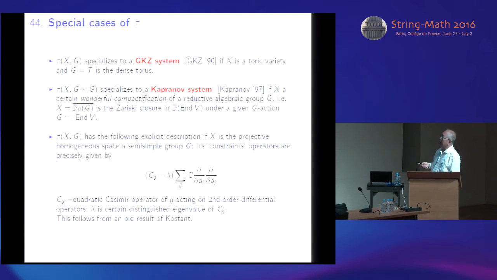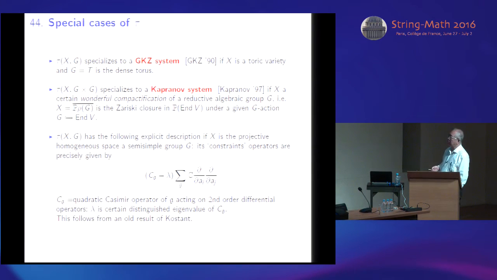And this system, which we call the tautological system, specializes to the previous GKZ system in case G is a torus, and specializes to Kapranov's system, who introduced in 1997 something called the wonderful compactification of a reductive algebraic group. So they specialize to that case. And in general, if X is a projective homogeneous space of a semi-simple group, the constraint operators which we defined previously can actually be computed to be the following set of operators.